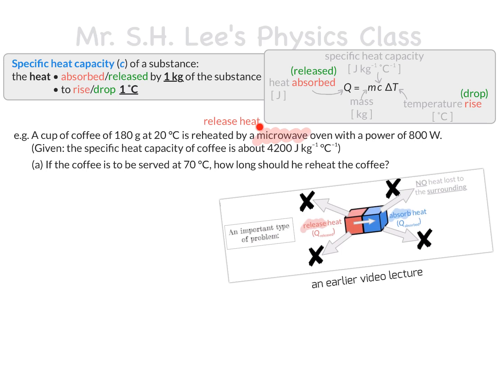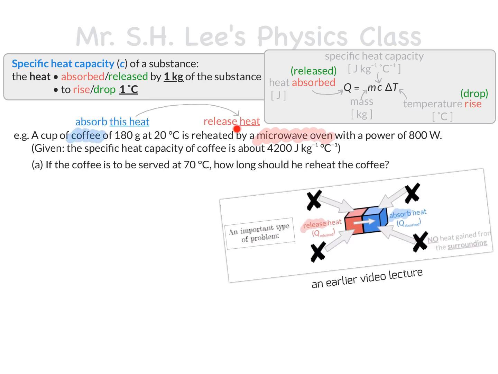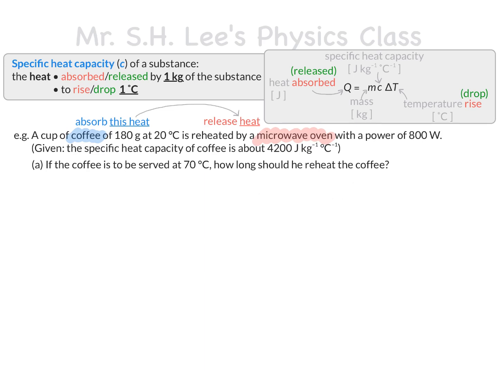As I introduced in an earlier video, this falls under an important type of problems about heat. That something releases heat and something absorbs this amount of heat. I'm not repeating the exact logic here. In short, the general strategy is to equate the heat released to the heat absorbed. In our problem here, we have the heat released by the microwave oven being equal to the heat absorbed by the coffee. Next, to relate the heat Q released by a heating device to its power P, the equation to use is Q equals Pt.